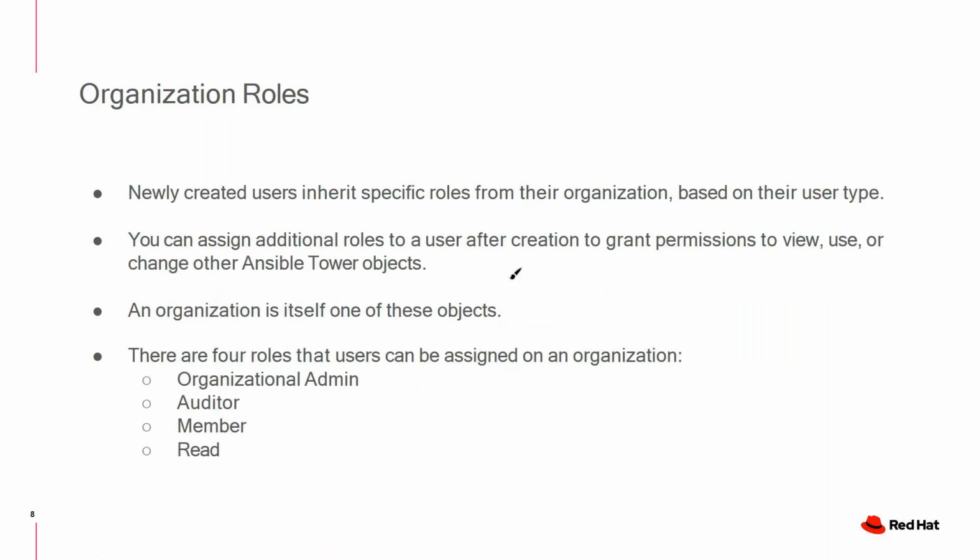Organization roles: newly created users inherit specific roles from their organization based on their user type. You can assign additional roles to a user after creation to grant permissions to view, use, or change other Ansible Tower objects. An organization is itself one of these objects. There are four roles that users can be assigned on an organization: organization admin, auditor, member, and read.